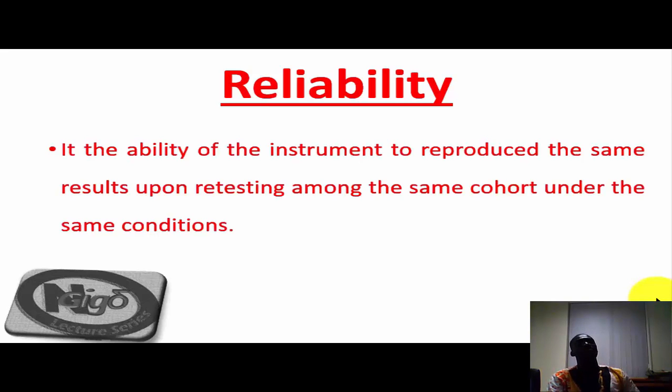After that, the next thing that we're going to go through quickly is reliability. When we say reliability, like we did in the introduction, all things being equal, if we repeat this particular instrument in the same group of people that we are assessing, in each session, are we going to get the same results? Reliability is the ability of the instrument to produce the same results upon retesting among the same cohort under the same condition.